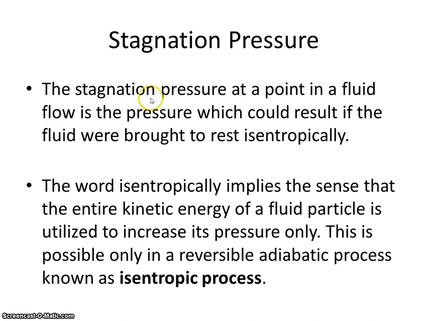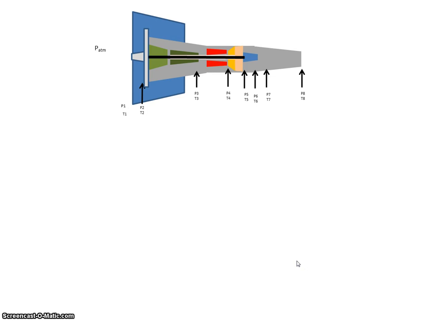So the stagnation pressure at a point in a fluid flow is the pressure which results if the fluid is brought to rest isentropically. Isentropically implies that all the kinetic energy of the fluid is utilized to increase the pressure of the fluid, and this is only done in a reversible adiabatic process. So there's our engine, the air coming in here, and we're saying this is a reversible adiabatic process.